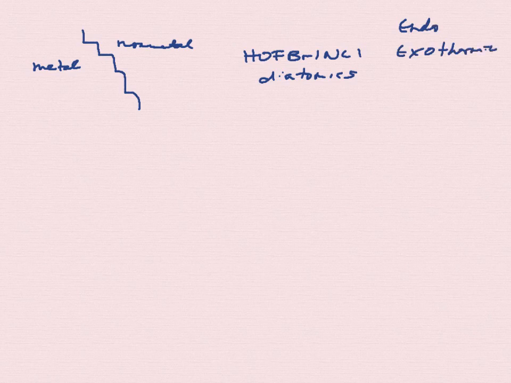Exothermic reactions are those that release heat, so the burning of a piece of wood. Endothermic reactions are those that absorb heat. So they're going to absorb heat into a reaction. It's going to take heat in. Okay, it's going to be cold. Exo is going to be hot.